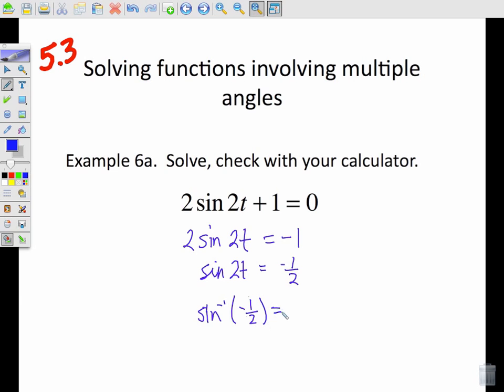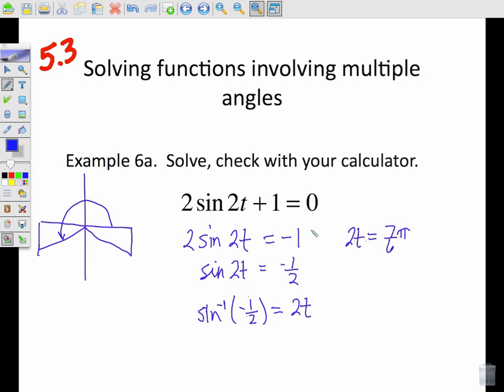When does that equal 2t? Well, the sine is negative 1/2. We have to look at those values. Sine's negative in quadrant 3 and 4. So we're looking at these two reference angles. Our first reference angle would happen at 7/6 pi. So 2t equals 7/6 pi.